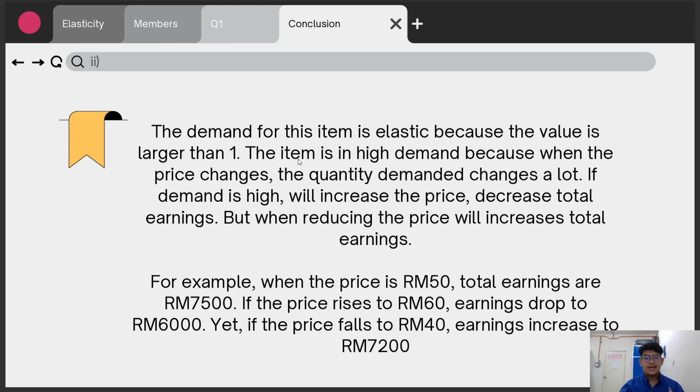than 1. The item is in high demand because when the price changes, the quantity demanded changes a lot. If demand is elastic, increasing the price will decrease the total earnings, but reducing the price will increase the total earnings. For example, when the price is 50 ringgit, total earnings are 7,500 ringgit. If the price rises to 60 ringgit, earnings drop to 6,000 ringgit. Yet, if the price falls to 40 ringgit, earnings increase to 7,200 ringgit.